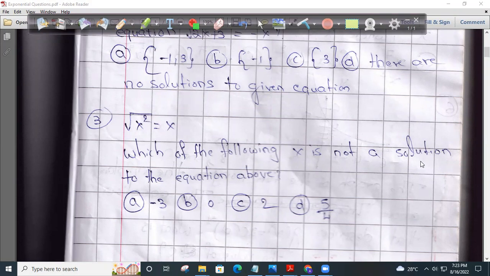I just gave you one question on the whiteboard based on the concept that I just explained to you. So whatever you feel like, just type that answer in the chat box. Square root of x square is equal to x. Which of the following is not a solution to the equation above?